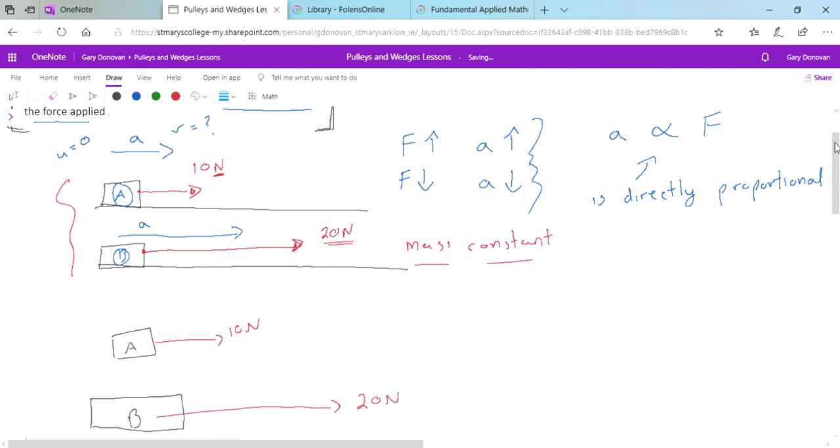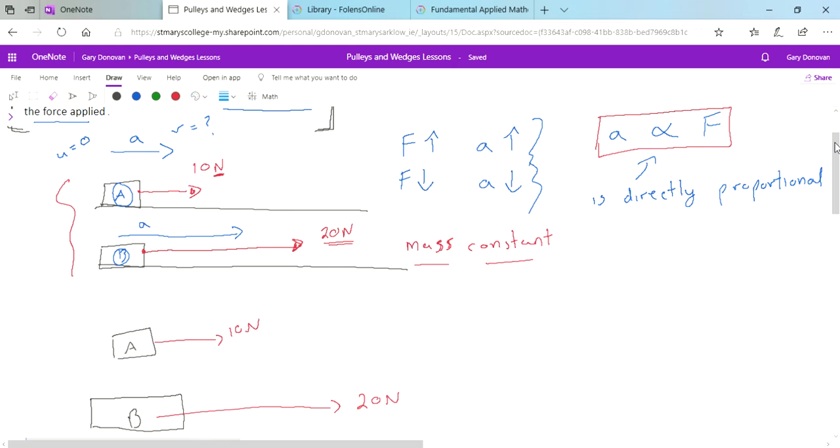But in reality, that's not always going to be the case when you're comparing two things. So this is just a relationship. In order to form an equation, we need to take into account every single variable that affects the acceleration. And acceleration is also going to be affected by the mass of the object.